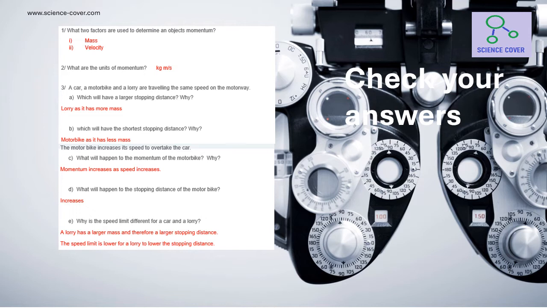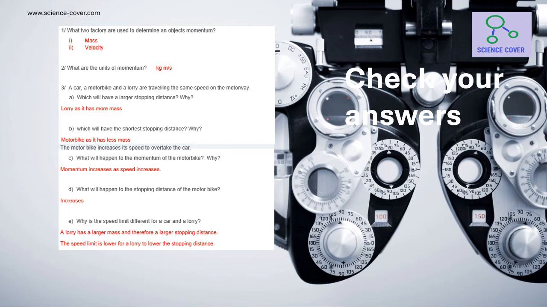This should be the lorry as it has more mass. Which will have the shortest stopping distance and why? That will be the motorbike as it has less mass. The motorbike increases its speed to overtake the car. What will happen to the momentum of the motorbike and why? The momentum increases as the speed increases.